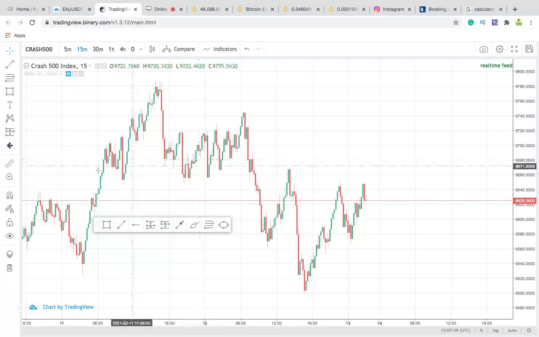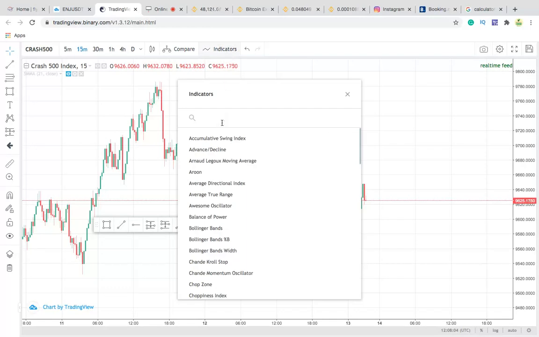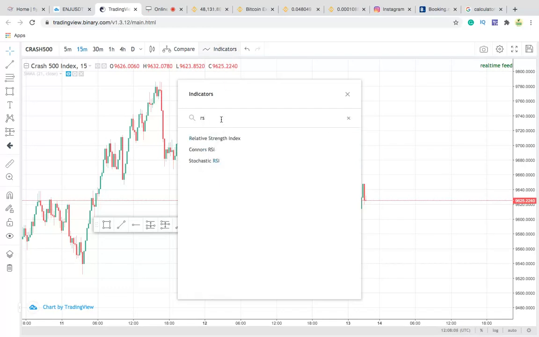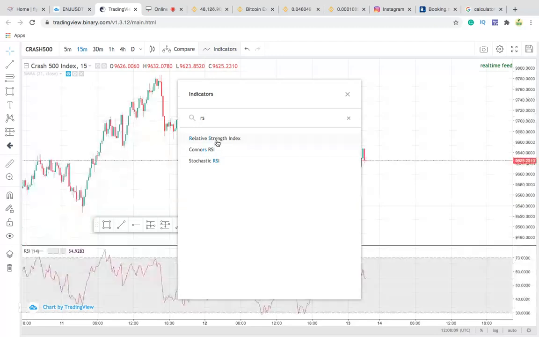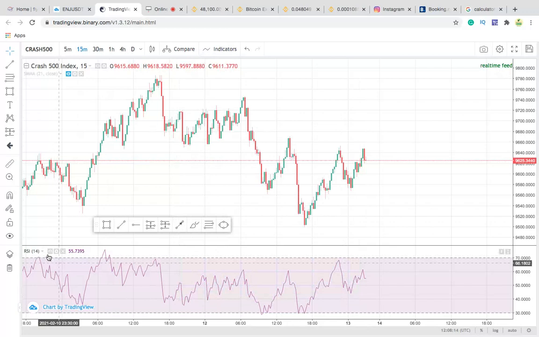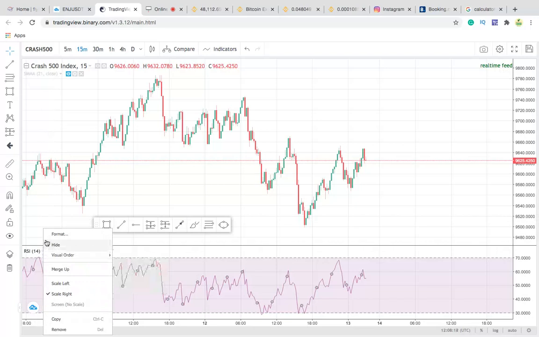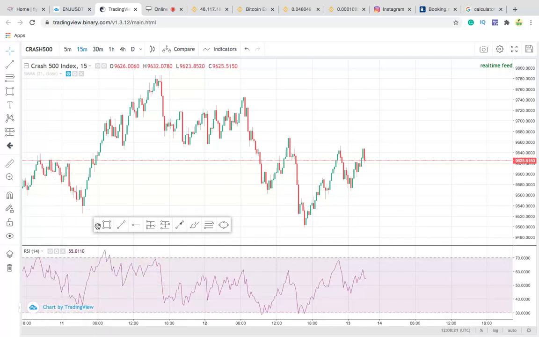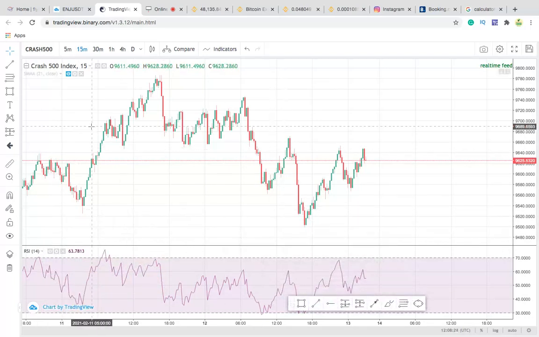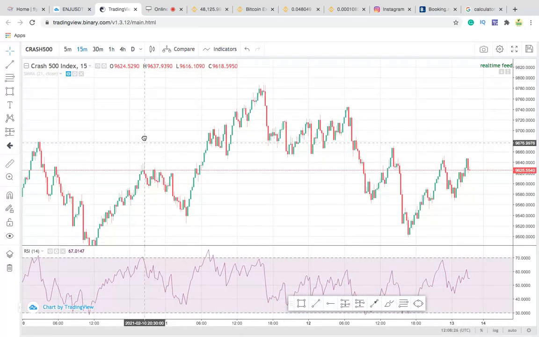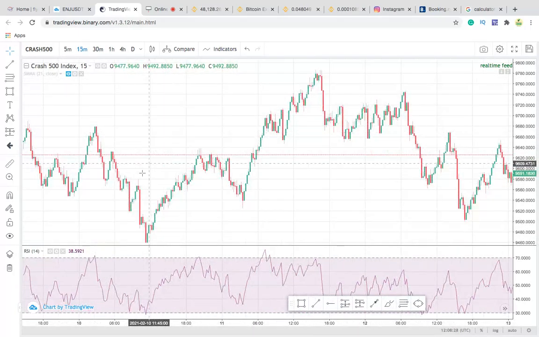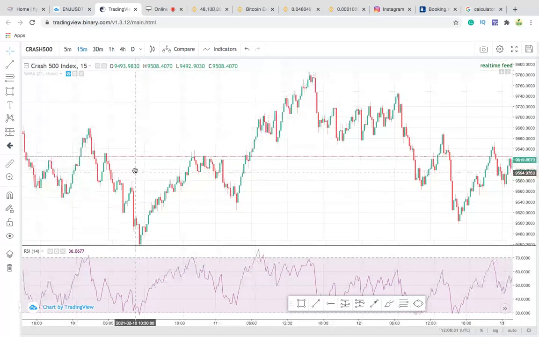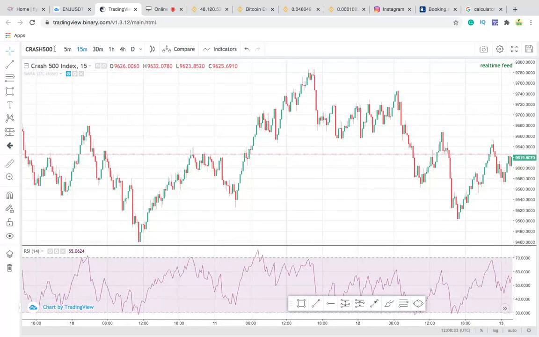Okay, so right now let's move on to adding my RSI, the relative strength index. The period is 14, applied to close. Now let me show you how you can use the RSI to spot divergence and know when the market is about to break out from a particular trend.